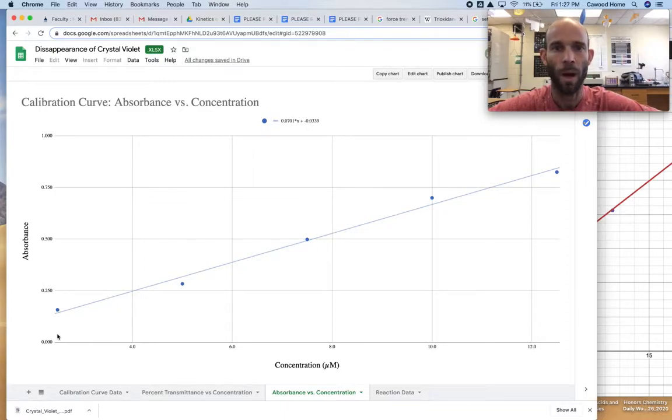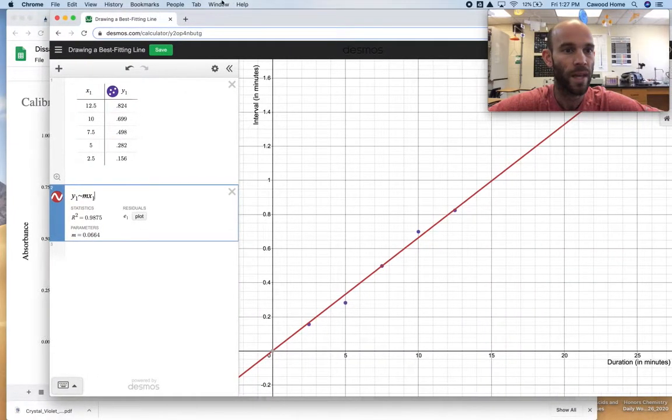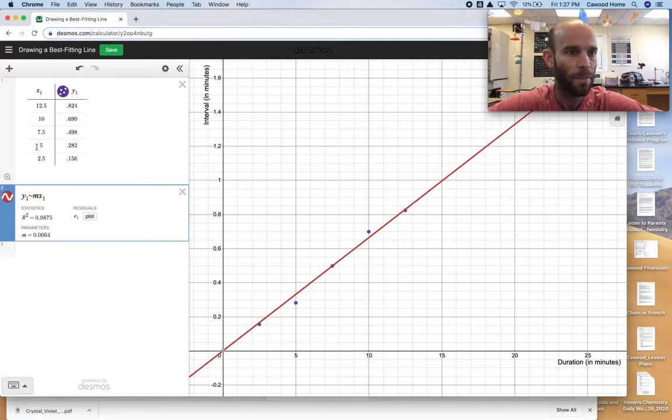Lines are really easy to model, and it's easy to get equations for lines. Technically, this line we know should pass through the origin. Google Sheets software has done a line of best fit, but we really would like a line of best fit that goes through the origin, and I'm not sure that Google Sheets can actually do that. So I've used a different software on the website Desmos, and I've typed in our concentrations in micromolar and the absorbances. And we've got a line of best fit going through the origin.